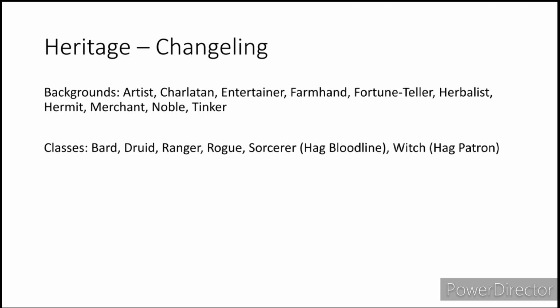For characters that are changelings, you have backgrounds such as the artisan, charlatan, entertainer, farmhand, fortune teller, herbalist, hermit, merchant, noble in those rare cases where your mother decided to seduce a noble and leave you at your father's house or estate, and the tinker. For classes, you have the bard, druid, ranger, rogue, sorcerer of the hag bloodline, and a witch with a hag patron. Makes sense to me.